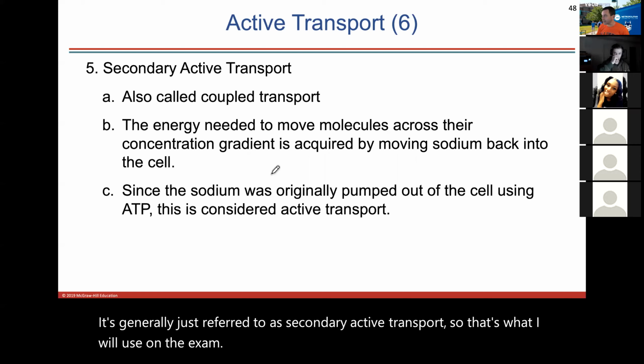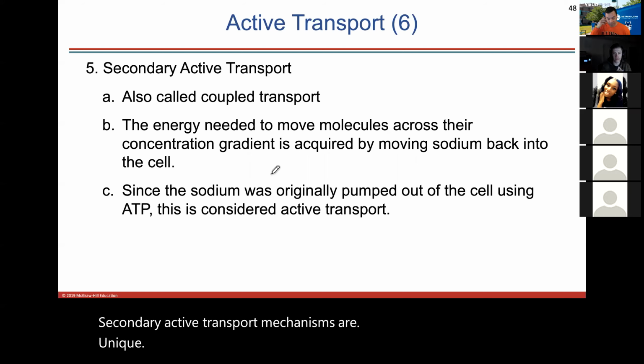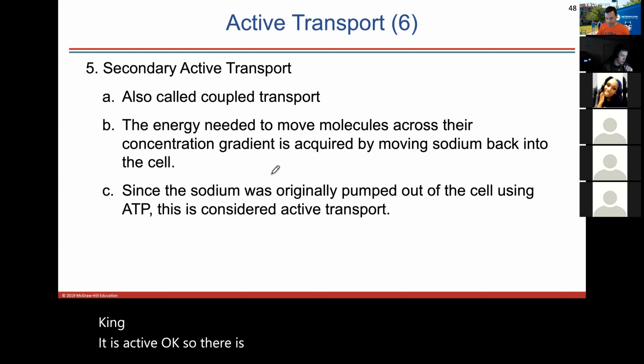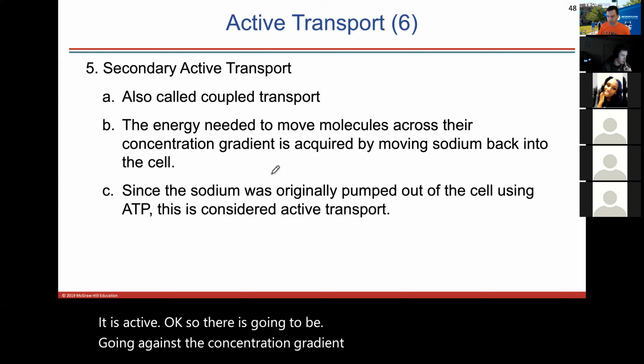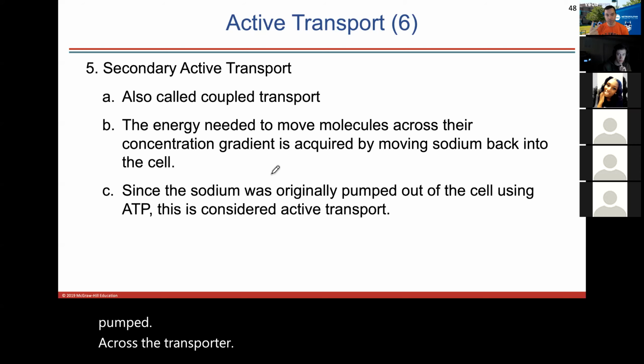Secondary active transport mechanisms are unique. Okay. It is active, so it is going to be going against the concentration gradient. But with secondary active transport, there's a second thing that gets pumped across the transporter. That second item, ion, or molecule, generally goes down a concentration gradient.